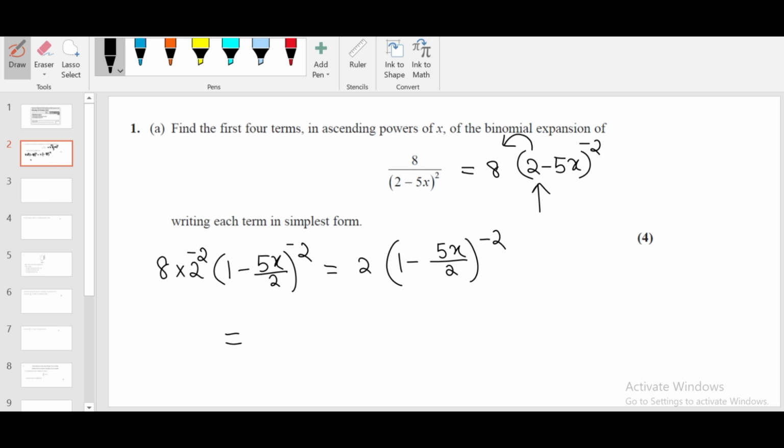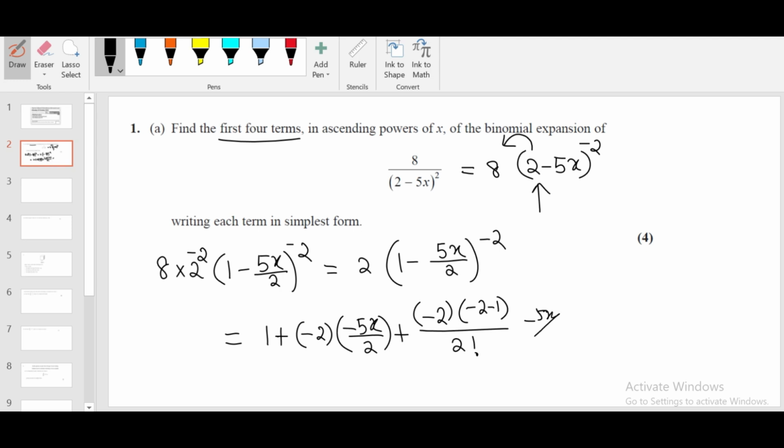And then apply the binomial expansion and find the first 4 terms. The binomial expansion is this: 1 plus nx. n is the power, x is the second term. You need to take it together with the negative sign. Plus n times (n minus 1) over 2 factorial x squared, plus n times (n minus 1) times (n minus 2) over 3 factorial times x cubed. And then we need to carefully simplify the terms.